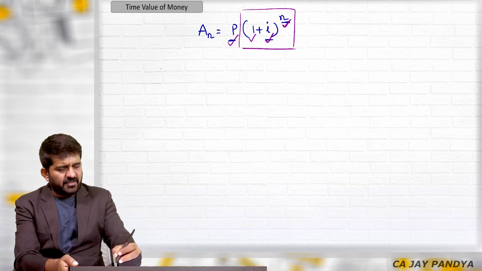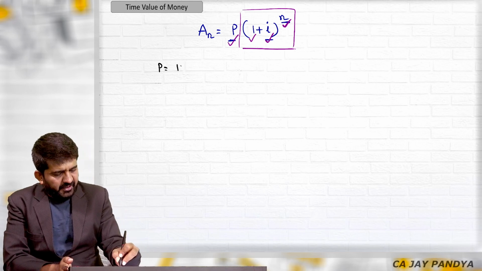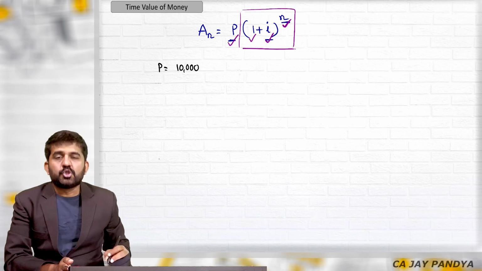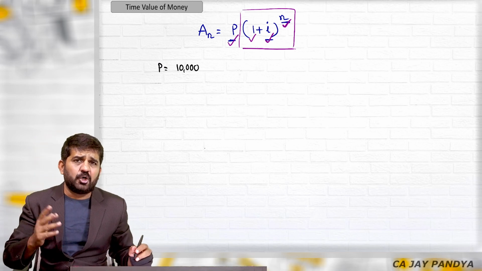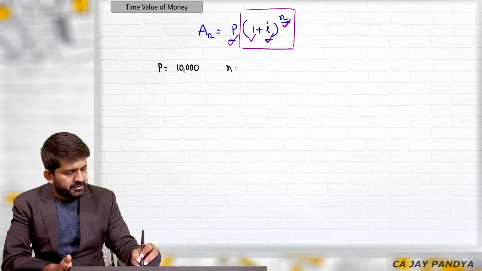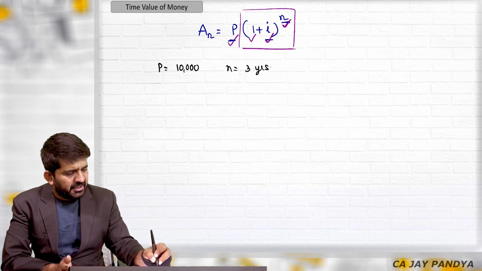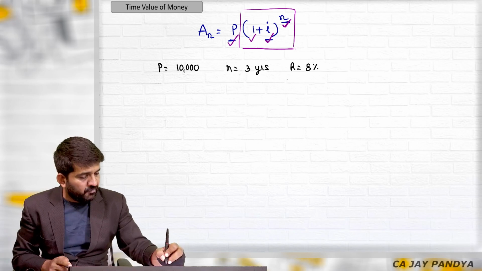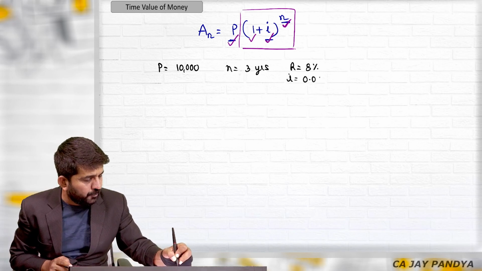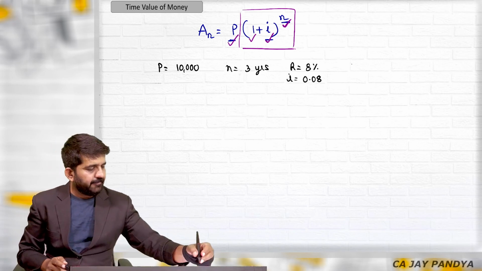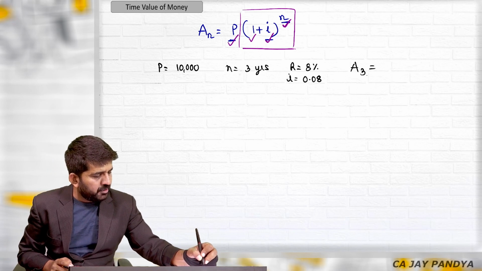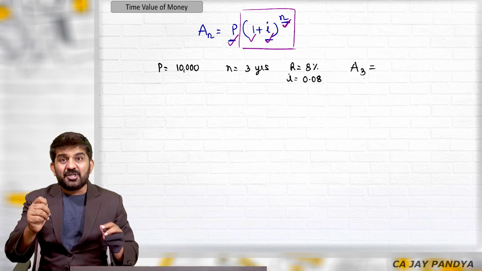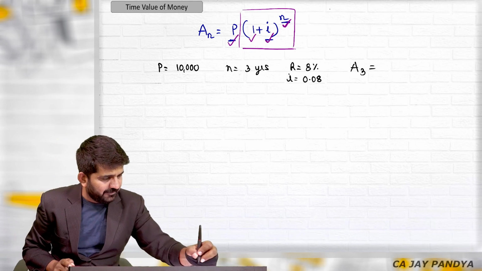Let me take a basic question and solve it. So today you have taken a loan of how much? 10,000 rupees. What is the time period? 3 years. What is the rate of interest? 8%. Let us convert it directly into I, 0.08. What will be the amount after 3 years? Now here also there is one point, try to understand.